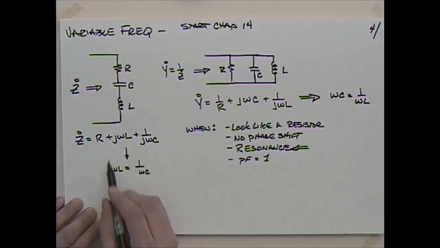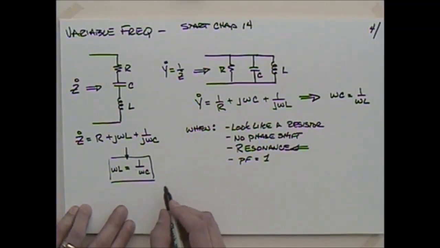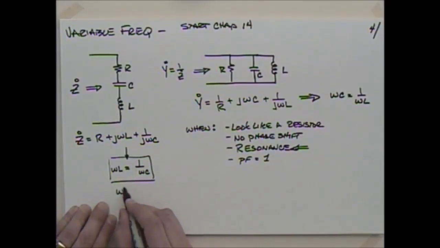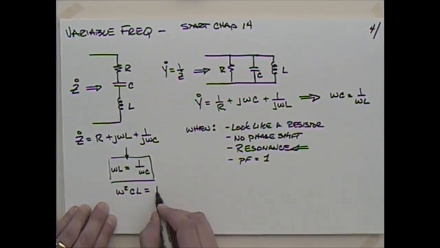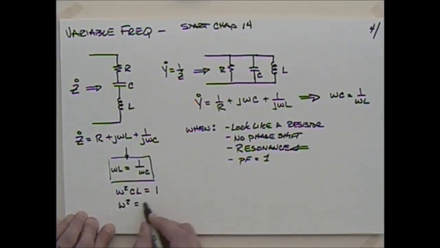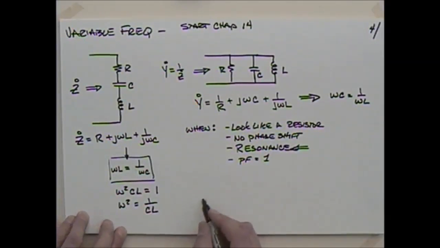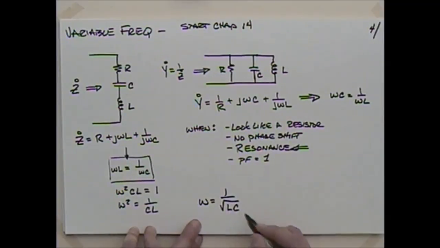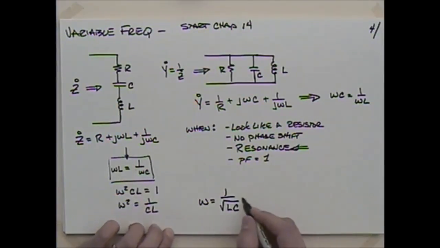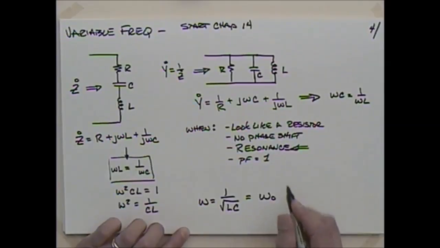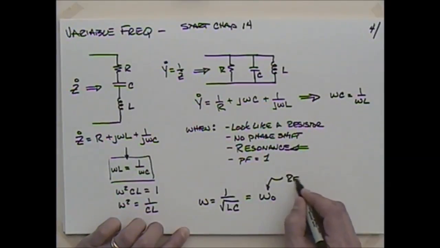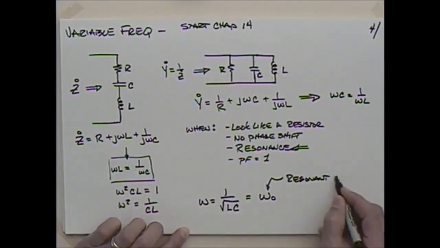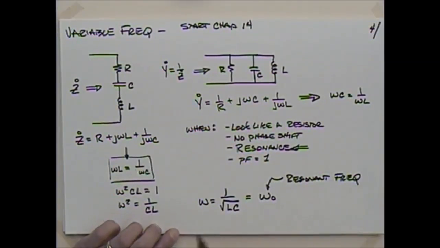So if I take this equation and rearrange it, I could say that we have omega squared times C times L is equal to 1. And then I get that omega squared is equal to 1 over CL. And finally, I say that omega is equal to 1 divided by the square root of LC. Because, of course, the square root of 1 is equal to 1. And this is actually equal to omega naught, which is our resonant frequency.